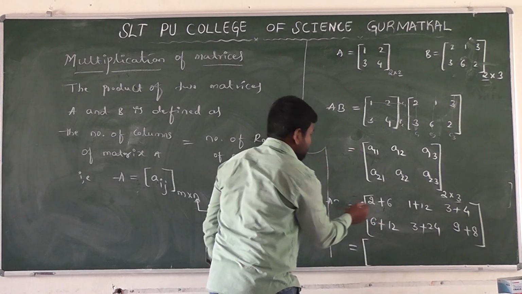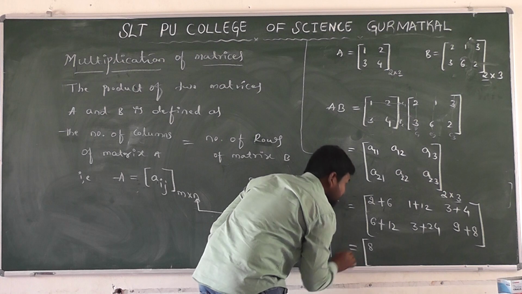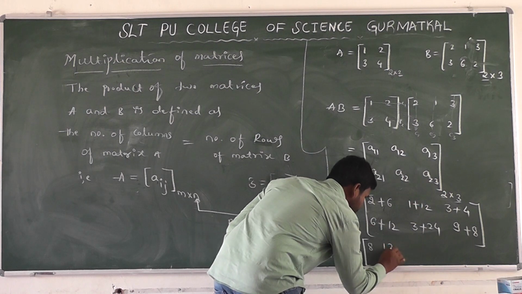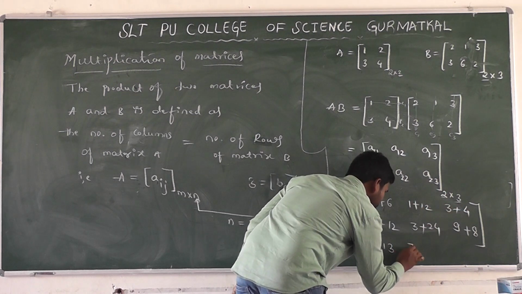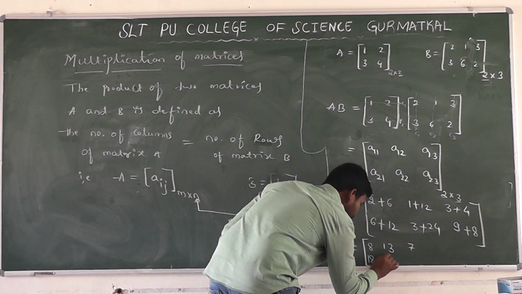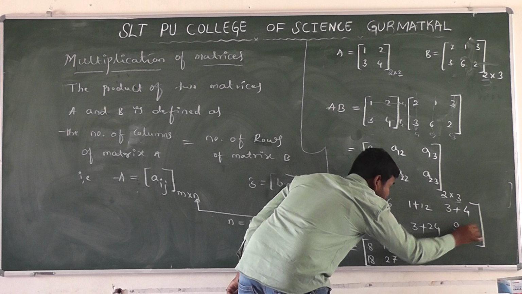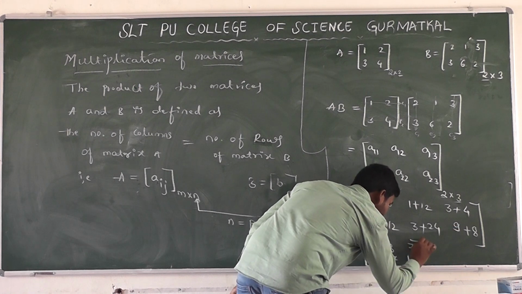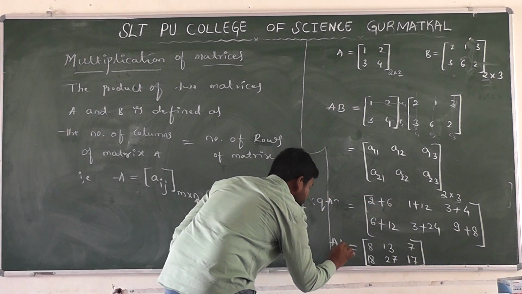Then comes now 2 plus 6, how much here? 8. 1 plus 12, 30. 3 plus 4, 7. 6 plus 12, 18. 3 plus 24, 27. 9 plus 8, 7. This is the matrix AB.